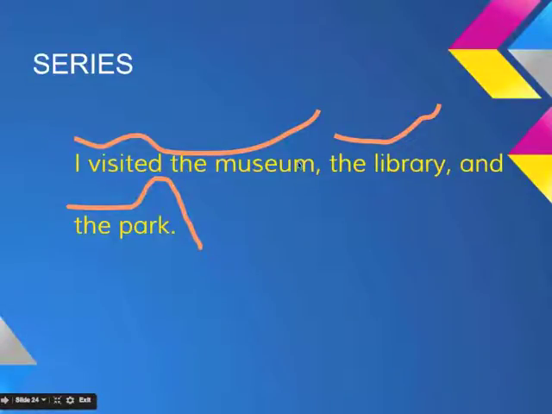So again, notice museum, library, park. These are the items on the particular list. So in this case, this is where we will pause in between each item and change the intonational pattern a bit until we actually finish at the end of the series.